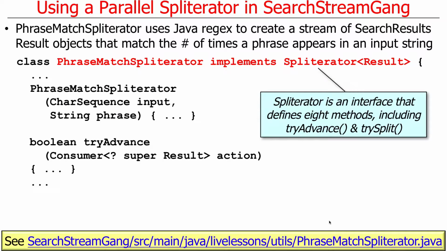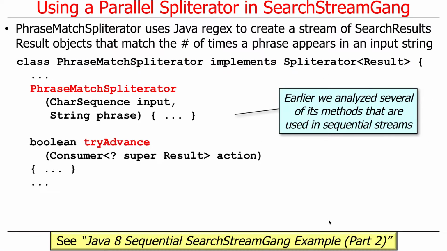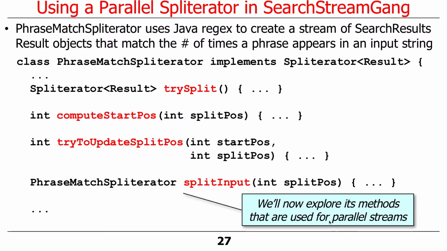So we're going to implement a spliterator called PhraseMatchSpliterator. We've looked at some of this before. We looked earlier at the constructor, which is the thing that took the phrase and made a regular expression out of it that could span lines. And we looked at the tryAdvance method, which is the one that will go and see if there's a match within a substring for the phrase that we're looking for using regular expressions. So we've looked at that before. Now let's take a look at the hard part, which is the trySplit part.